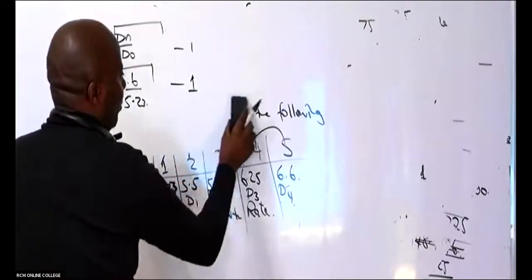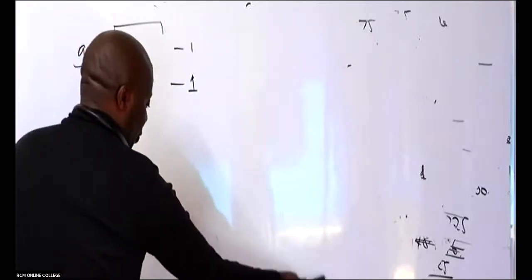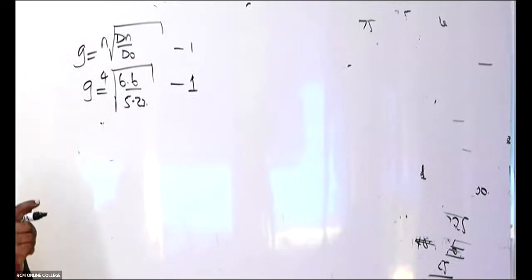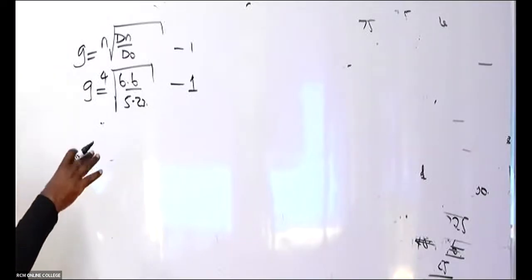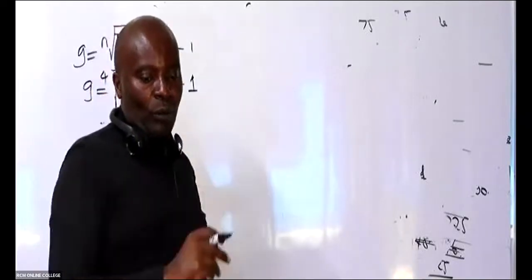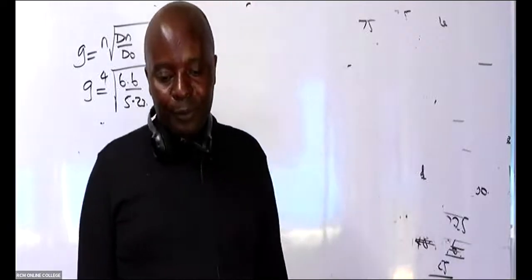Is there anybody who is able to give me this growth rate? You can also decide to use n minus 1, so say 5 minus 1. But the better approach, regardless of the method you use, remember this will be 4, not 5.